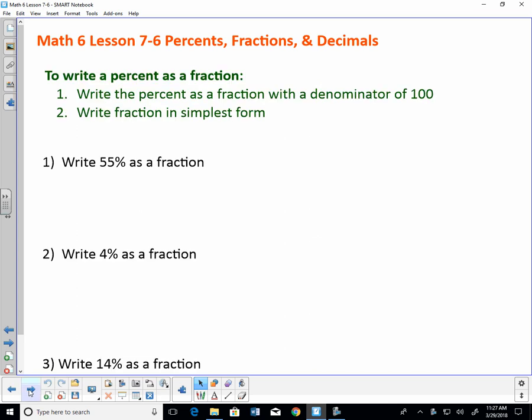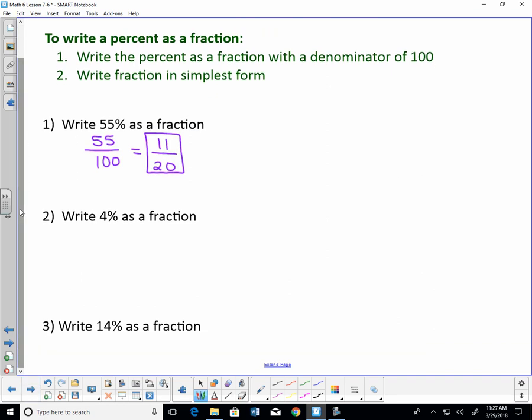To write a percent as a fraction, remember, percent means per 100. So to do that, we write the percent as a fraction with a denominator of 100 because that's what percent means, per 100. And then you reduce that fraction to its simplest form. So if I wanted to write 55% as a fraction, I am simply going to take 55 and write it over 100 because that's what 55% means. Now I'm going to reduce this fraction. If I divide by 5, 55 divided by 5 is 11, and 100 divided by 5 is 20. So 11/20 is the same as 55%.